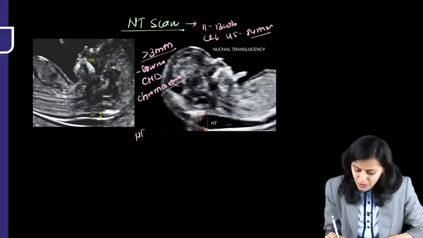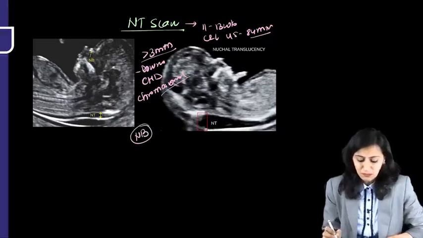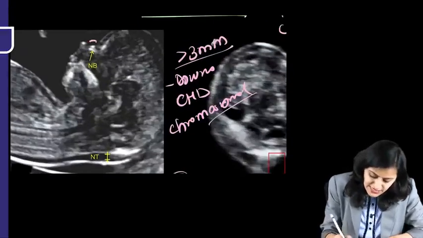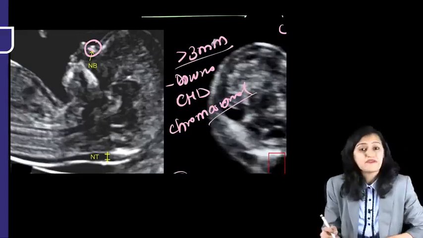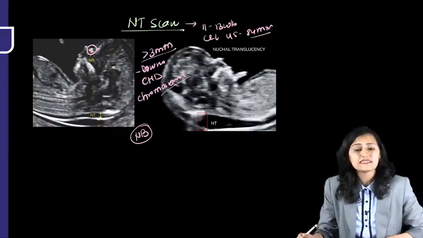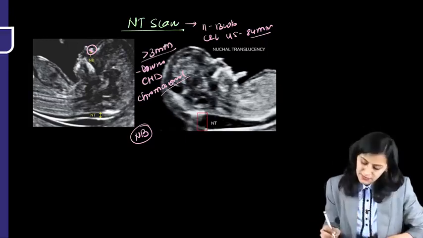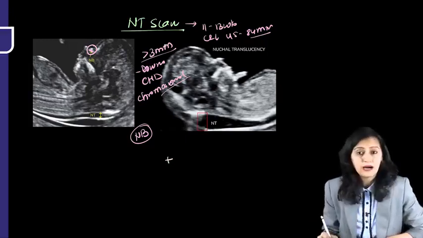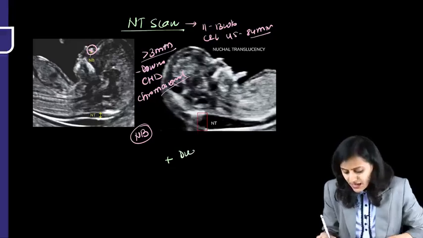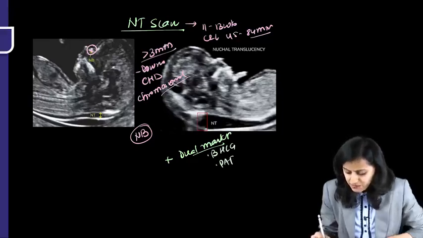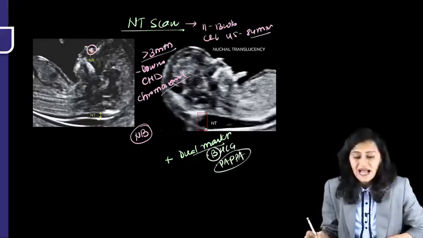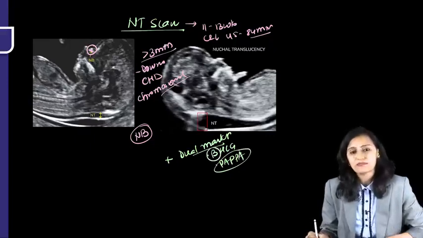In the NT scan, we also look for the presence of the nasal bone. So we should see this nasal bone, which is present. If it is absent, again it increases the chances of Down syndrome. And in the combined first trimester screening, we combine it with the parameters. The dual marker test is what we do in the first trimester. The dual marker is the beta HCG and the PAPP-A. Remember, it's the beta HCG and the PAPP-A in the first trimester.